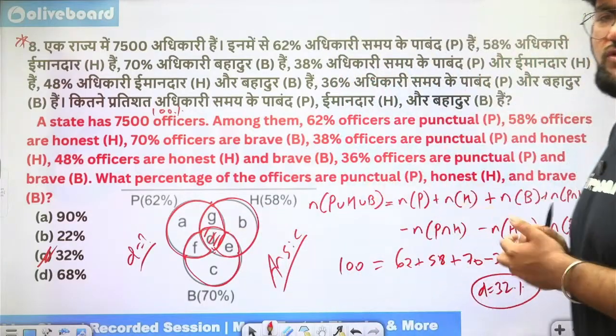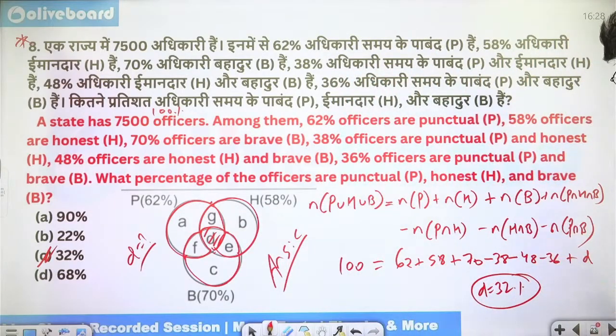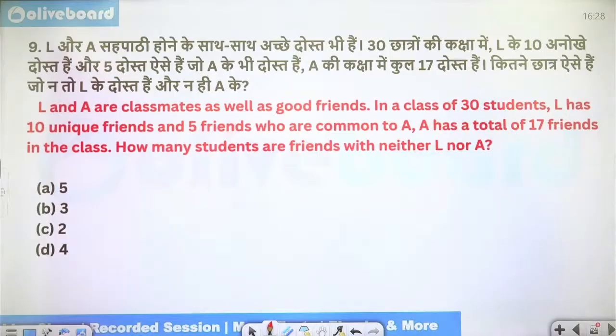Generally, you can solve it with the figures also. Like in the next question. Here again, you will be able to solve it with the help of a figure itself. This is also a set theory based question.